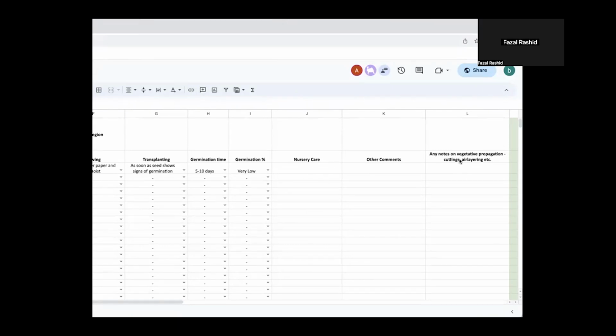we've been trying to germinate Lannea coromandelica for a long time, and then you had mentioned you've been doing it by cuttings for ages. So I guess it can fit in the comments per area, but I don't know if we want a cuttings column. Well, there is a cuttings column there on the right. Any notes on vegetative propagation, cuttings, air layering? Okay, yeah. I didn't see that. Sorry. No, I must have mumbled.